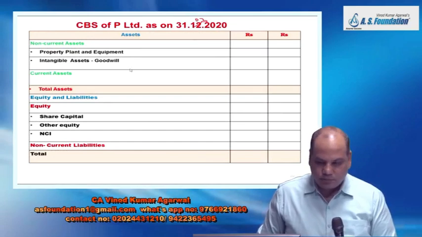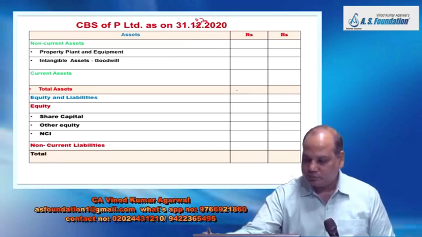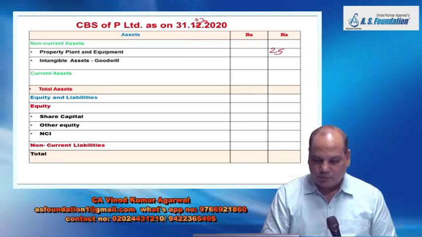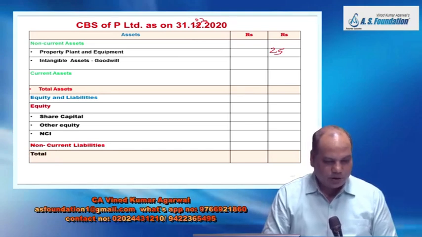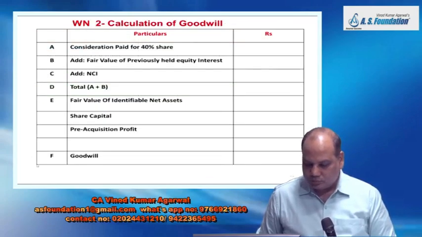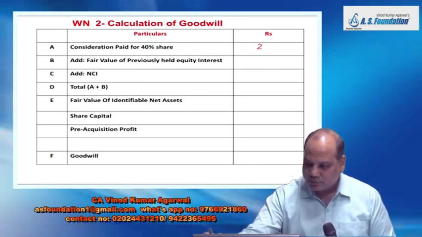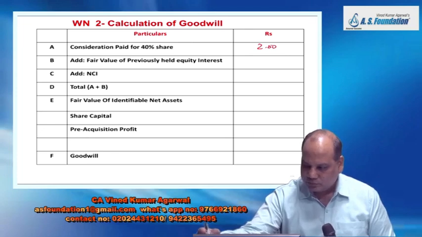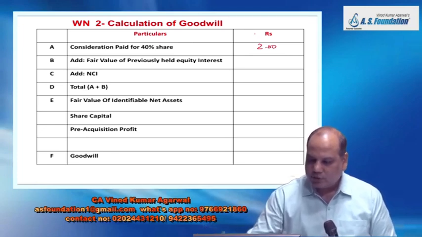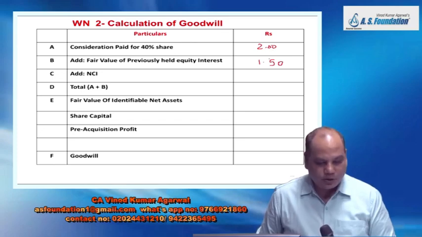Start with PPE. Is there any adjustment? No. Total of 15 plus 10, 25. Investment in S. Now come to this working. Consideration paid for 40% share is 2. Fair value of the previously held equity interest 1.5. The journal entry we have passed for this.